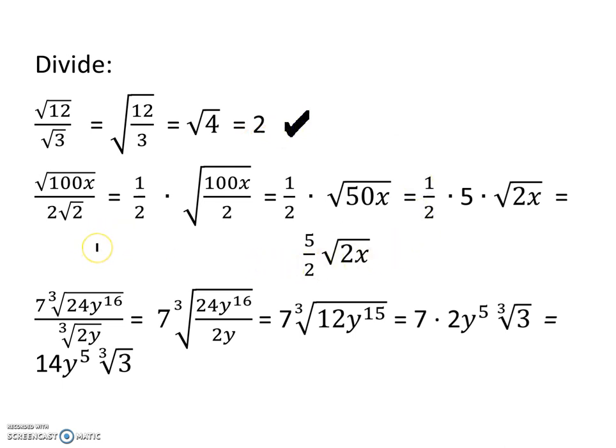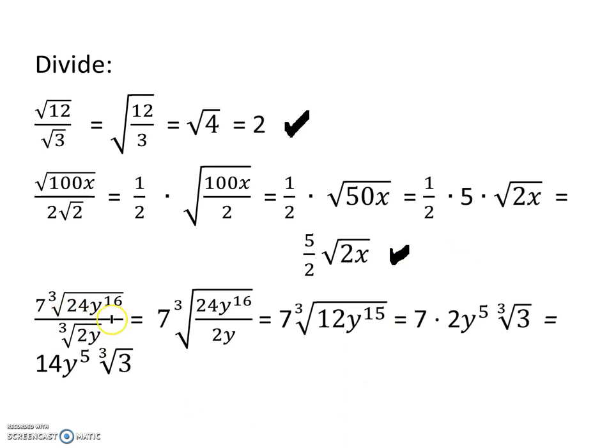Now we have the square root of 100x divided by 2 times the radical 2. Think of this as a 1 out here. We can bring that 1/2 out, and we have that times the square root of 100x divided by 2, which is 50x. We can break that 50 down to 25 times 2, and we know the square root of 25 is 5, and we're left with the 2x on the inside radical. 5 times 1/2 is simply our 5/2, and we have it times the square root of 2x.